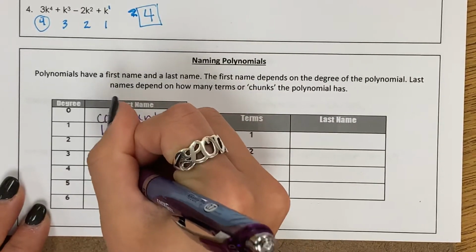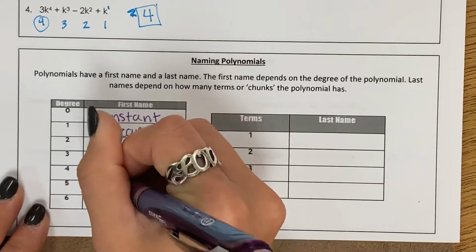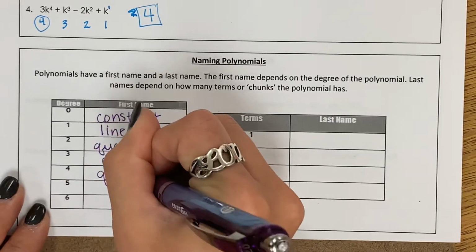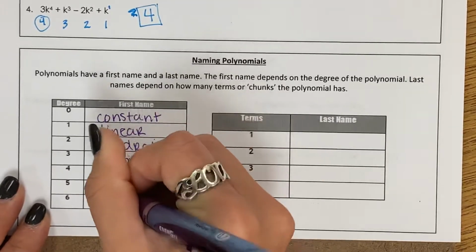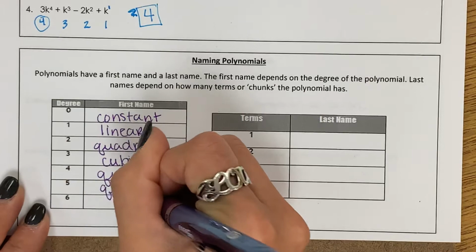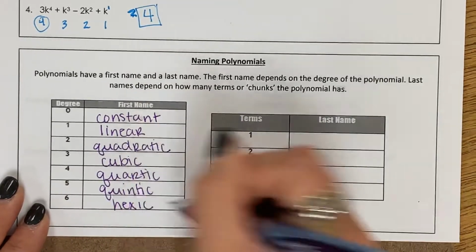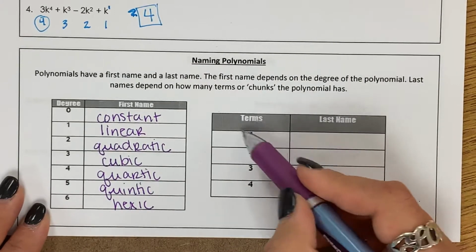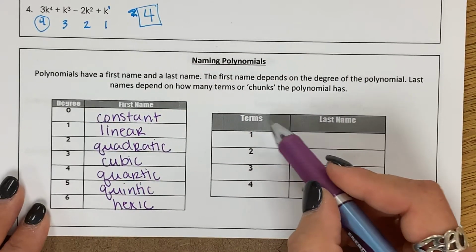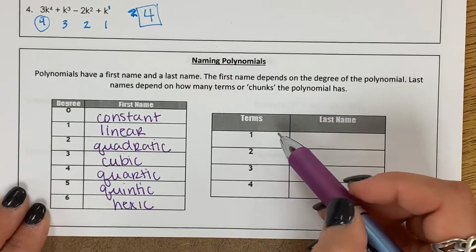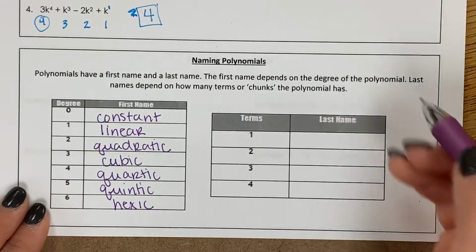Degree of 3 is called cubic. Degree of 4 is quartic. Degree of 5 is quintic. And degree of 6 is hexic. Then our last name, it depends on how many terms it has. So how many things are separated by addition or subtraction, also called the chunks of the polynomial.